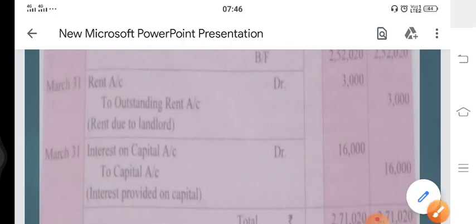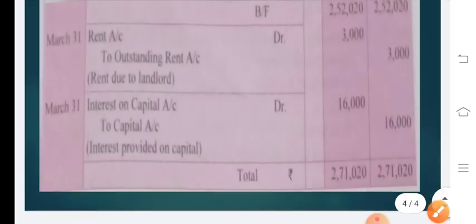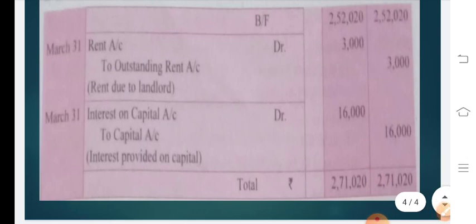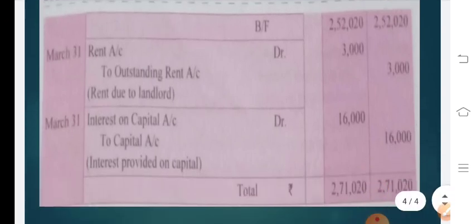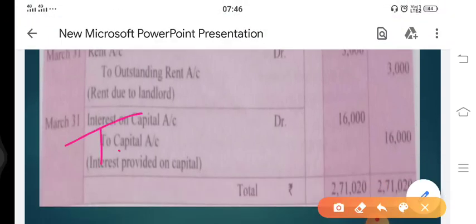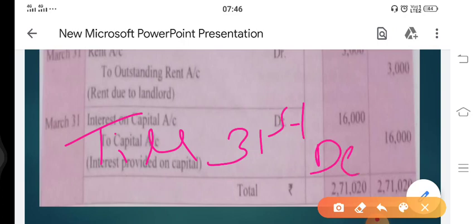With this, we have completed this question. Now you have to solve the same question, but in the last point, consider that interest is to be paid till 31st December.